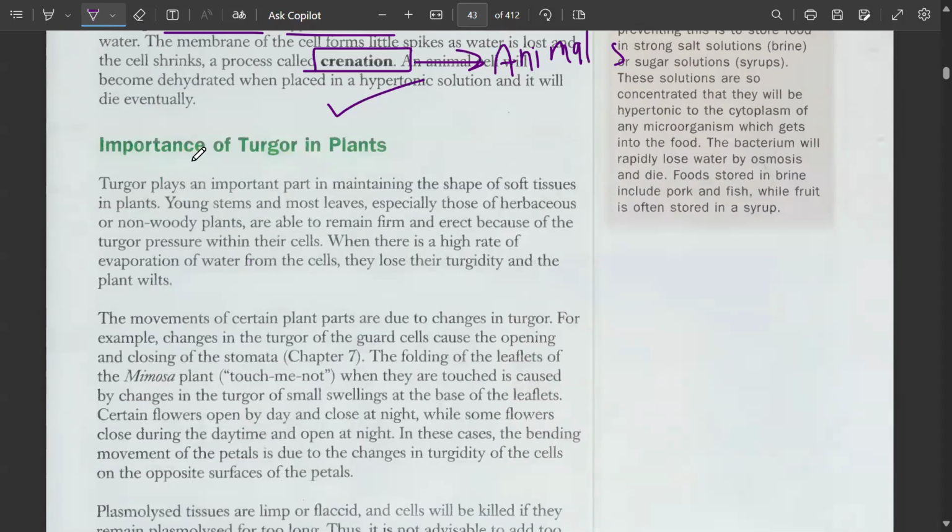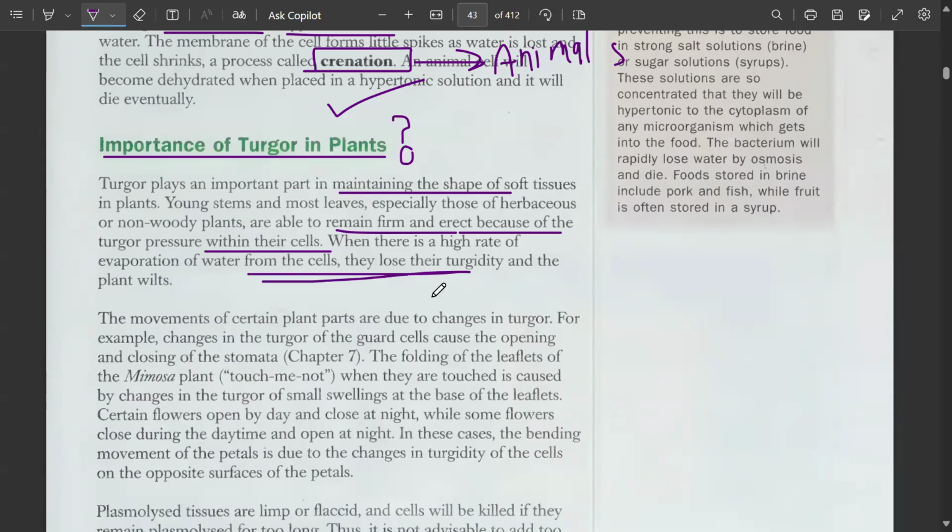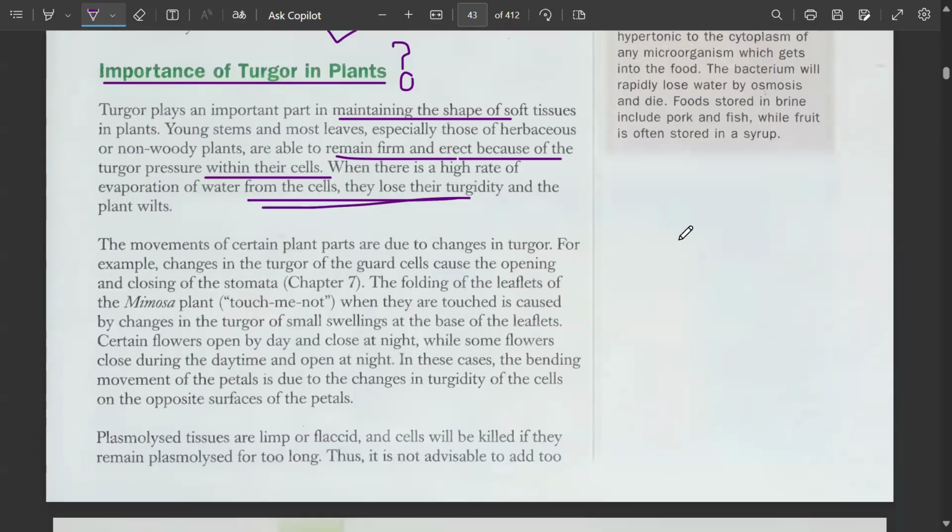Crenation happens in animal cells, plasmolysis happens in plant cells. But what is its importance? Turgor pressure is maintained in plants. It maintains the shape of the soft tissues in plants as well. Even the young stems and most leaves, herbaceous non-woody plants, are able to remain firm and erect because of the turgor pressure within their cells. When there is a high rate of evaporation of water from the cells, they lose their turgidity and the plant wilts as well. Your leaves will start drooping and wilting if turgor pressure is not maintained.